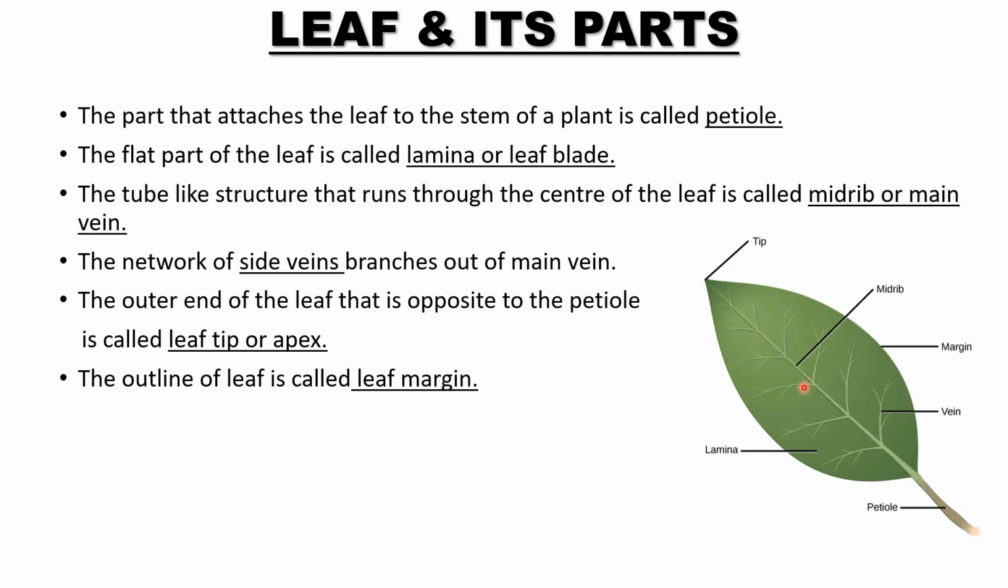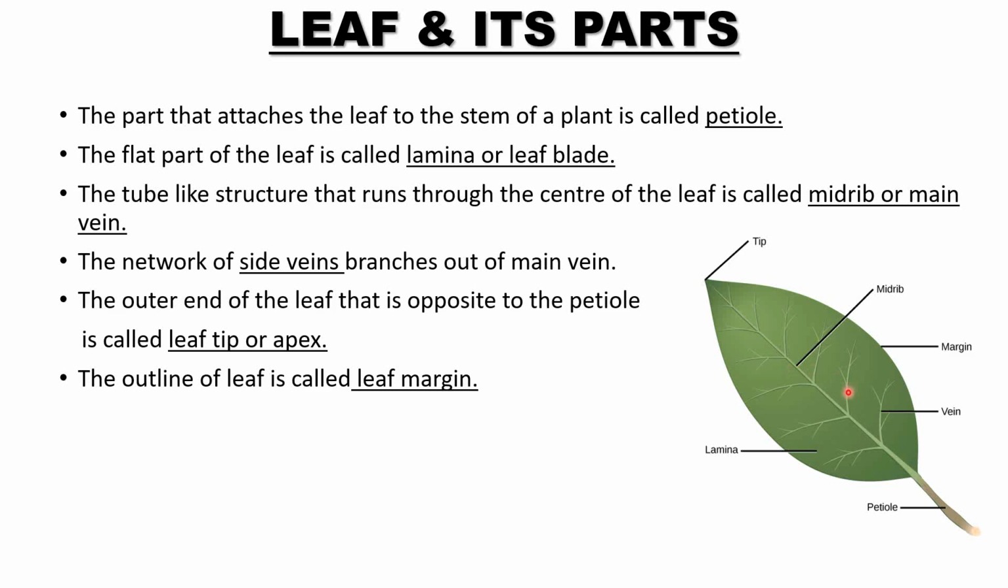Now you can see that several lateral branches are arising from this midrib. What are these? These are also part of the vein and they spread on all the body surface of the leaf. They form a network pattern. These are called side veins. We can say it as side veins.